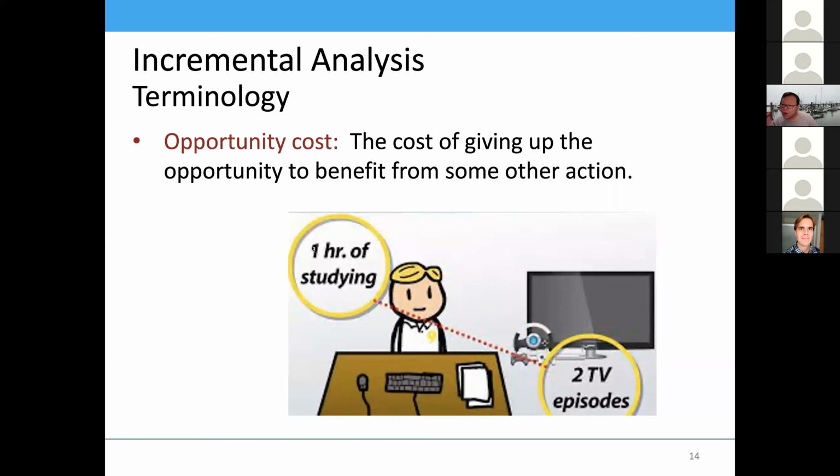Alternatively, you can watch two episodes of TV, right? So that's how you can use that 1 hour, two actions, right? What is your opportunity cost of 1 hour of studying? Two TV episodes, the enjoyment, the pleasure you can gain from the two TV episodes, right? Okay, so what's the opportunity cost for watching two TV episodes?